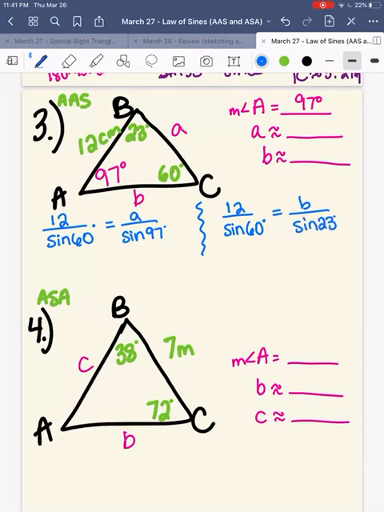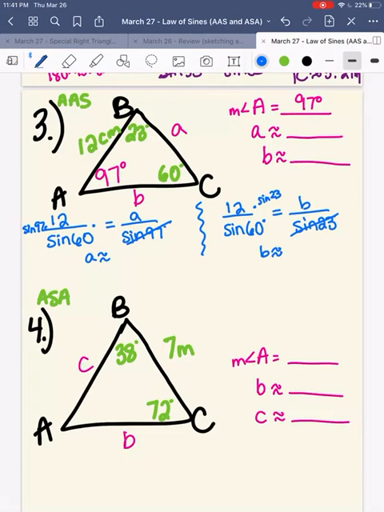And so then I'm going to times by sine 97. And I'm going to times by sine 23. So A should equal and B should equal. Y'all see I'm doing literally the exact same thing on both sides. Okay, so I'm going to do 12, for both equations.